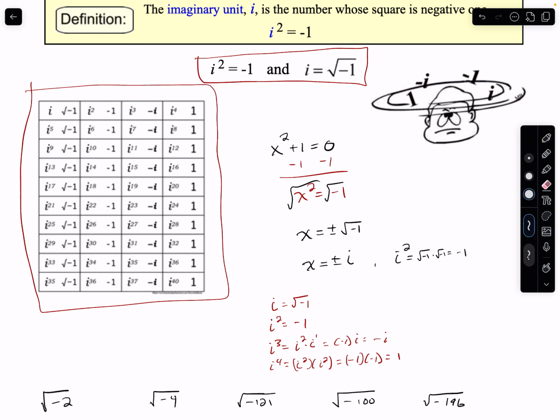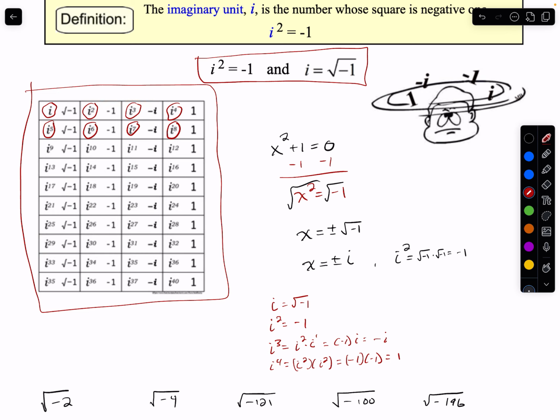So you can see it's a little bit easier up here in the table. But if we look at the table right here, it's just going to keep repeating. I've got i squared, i to the third, i to the fourth, and now i to the fifth is really just i. i to the sixth is negative 1. i to the seventh is negative i. And then i to the eighth is 1. And it'll just repeat, repeat, and repeat.